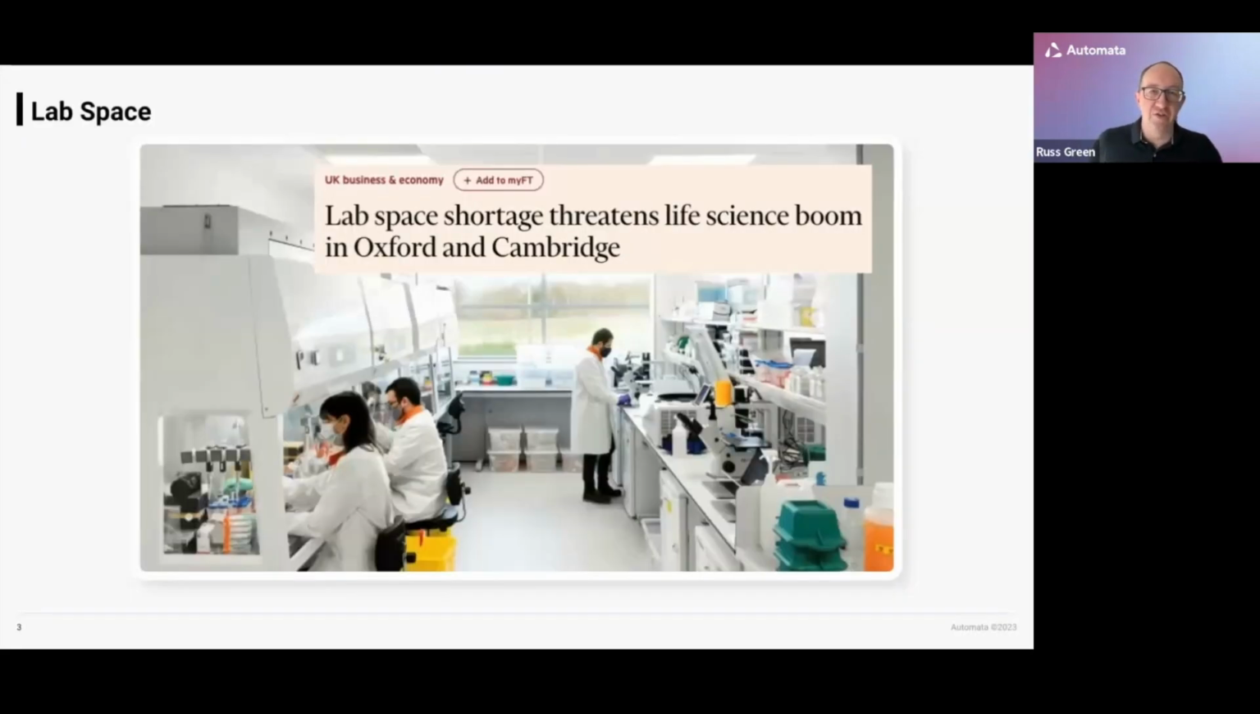So one of the first challenges we see routinely is one of lab space. This is a headline from a Financial Times article from last summer, but still very representative of the challenge that we see of lab space shortage getting to such a state that it's actually threatening the boom of a particular industry, life sciences and biotechnology, which is quite astonishing.